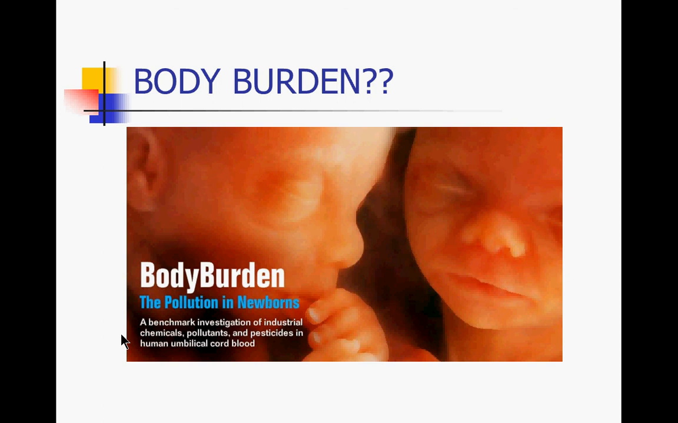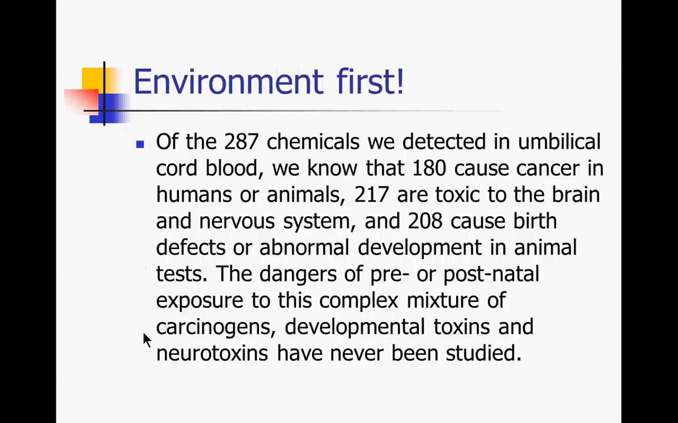And so they said, well, we just want to know what the child's burden is, and so they sampled the cord blood. And what they found is they found 287 chemicals that they detected. 180 were known to cause cancer in humans or animals. 217 were toxic to the brain and nervous system. And 208 caused birth defects or abnormal development in animal testing. So really, there are no studies that show the dangers of pre or even postnatal exposure with this complex mixture of carcinogens, developmental toxins, and neurotoxins.